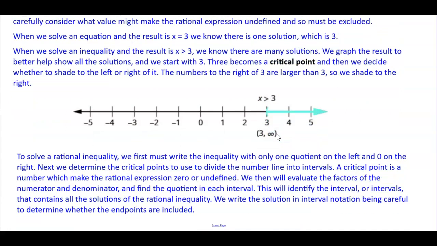Now, to solve a rational inequality, we first must write the inequality with only one quotient on the left and 0 on the right. Next, we determine the critical points to use to divide the number line into intervals. A critical point is a number which makes the rational expression 0 or undefined. We then evaluate the factors of the numerator and denominator and find the quotient in each interval. This will identify the interval or intervals that contain all the solutions of the rational inequality. We write the solution in interval notation, being careful to determine whether the endpoints are included.